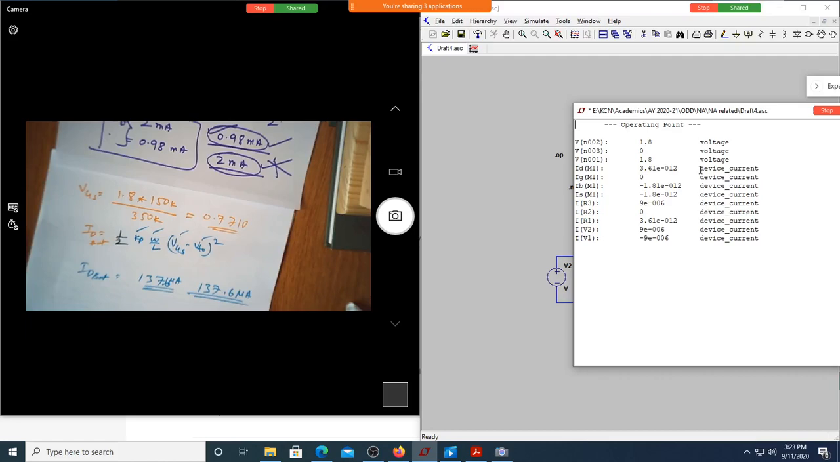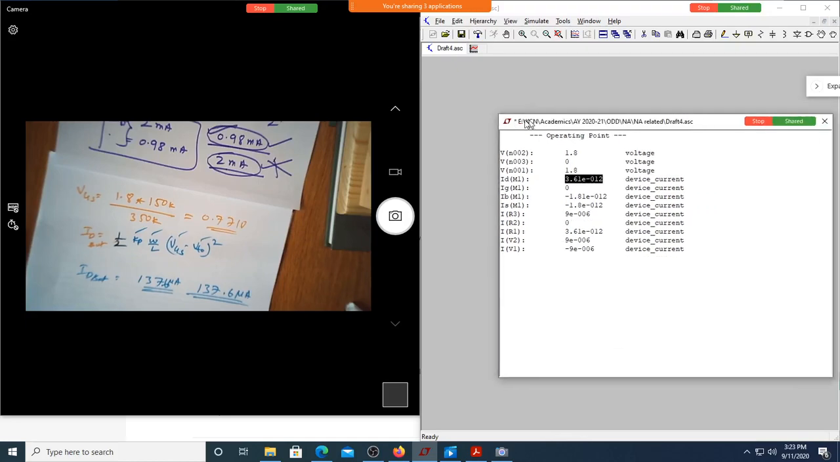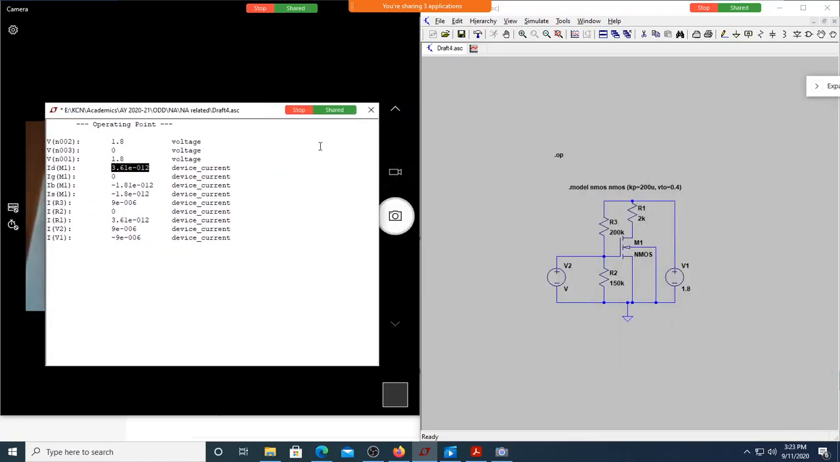How much is expected? 137.6 microampere, but you are getting something different. Pico. What may be the reason? Shall we just have a look at why it is happening so?